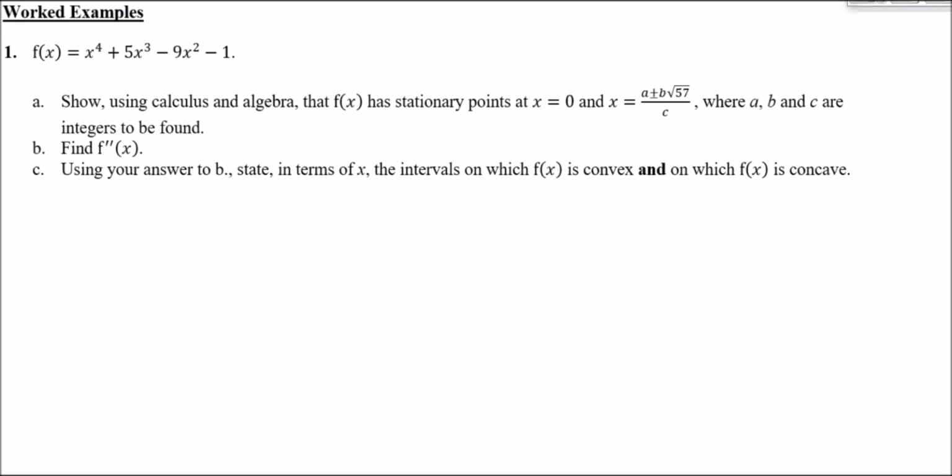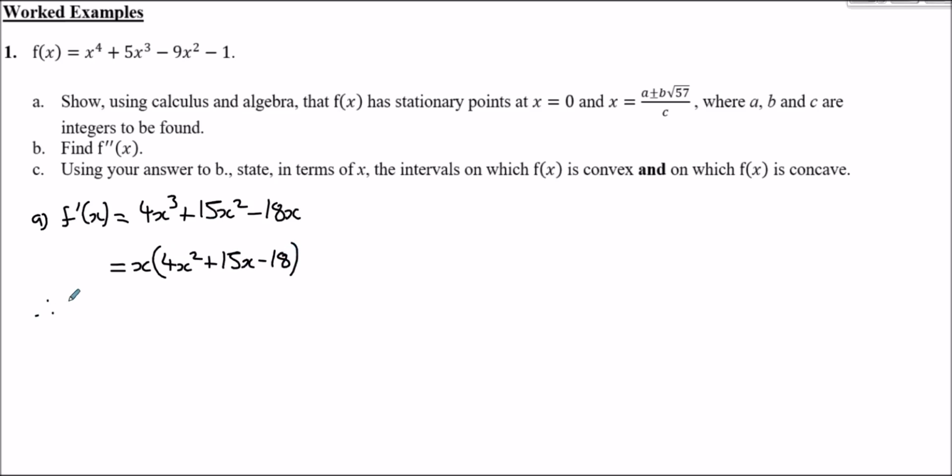So we need to find the stationary points. Essentially all this means is we need to differentiate once. So for part A, let's just do f dashed of x. So f dashed of x is going to be 4x cubed plus 15x squared minus 18x. Now, it says use calculus and algebra, so not just bashing on our calculators. So will this factorise or can we do anything with it? Well, we can actually factorise out an x. So we have x, then brackets, 4x squared plus 15x minus 18.